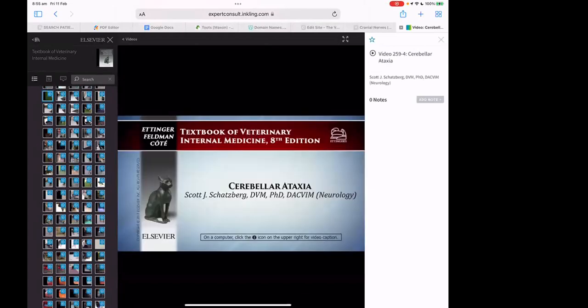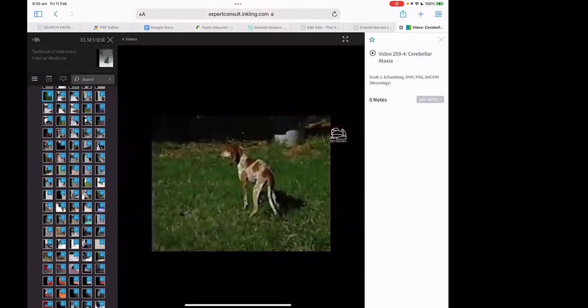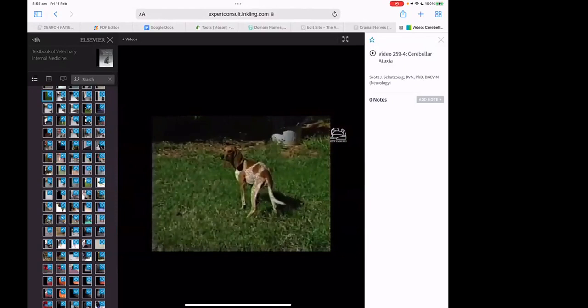Can you see? Yeah. Good. See the tremor, the really oscillatory kind of bouncing?